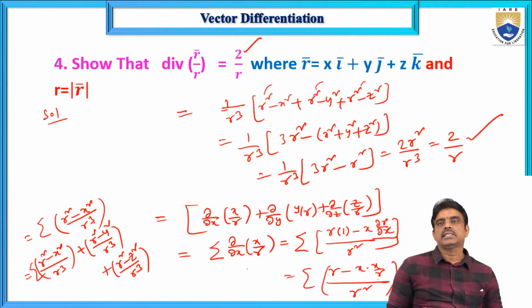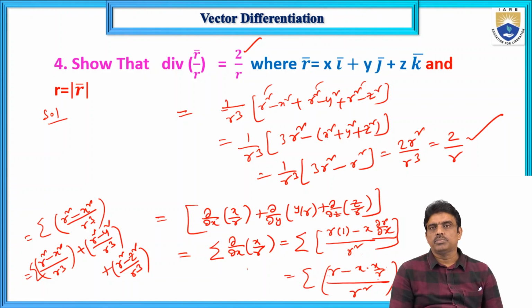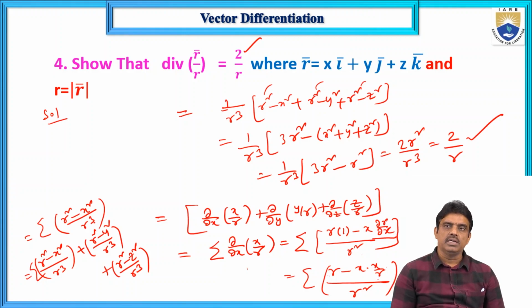In the next class, I will explain the divergence. After divergence, we will have the curl of a vector point function and some identities to prove the results, and some of the operations with del square. Del square is called the Laplacian operator, and that I will explain in the next video.